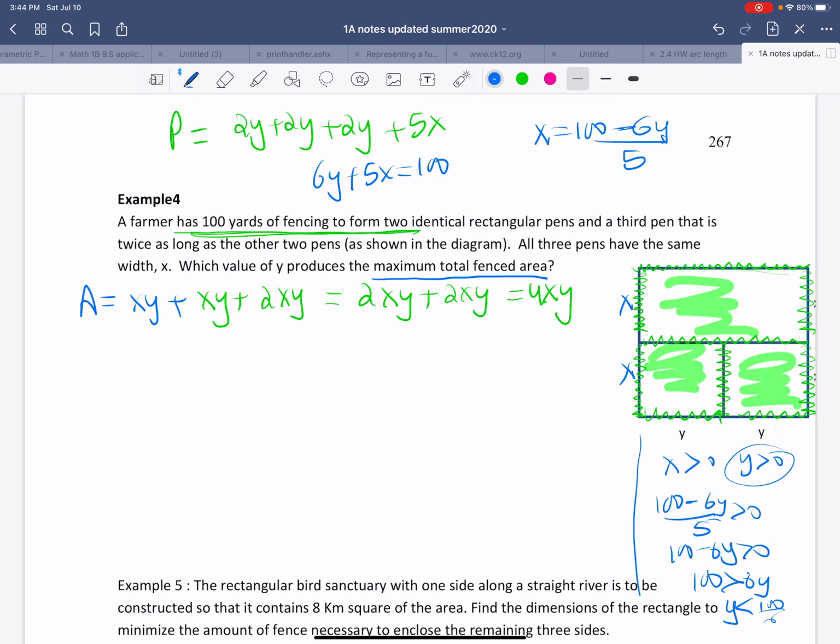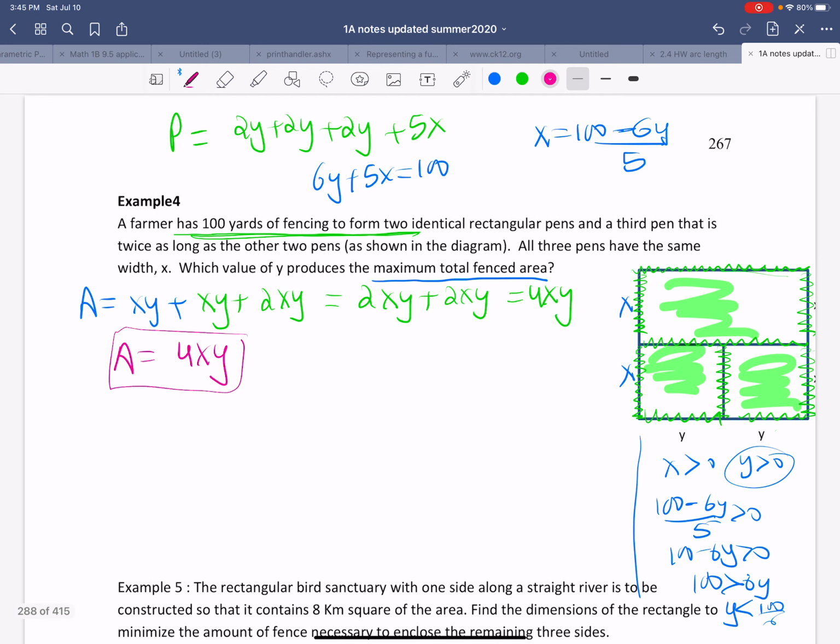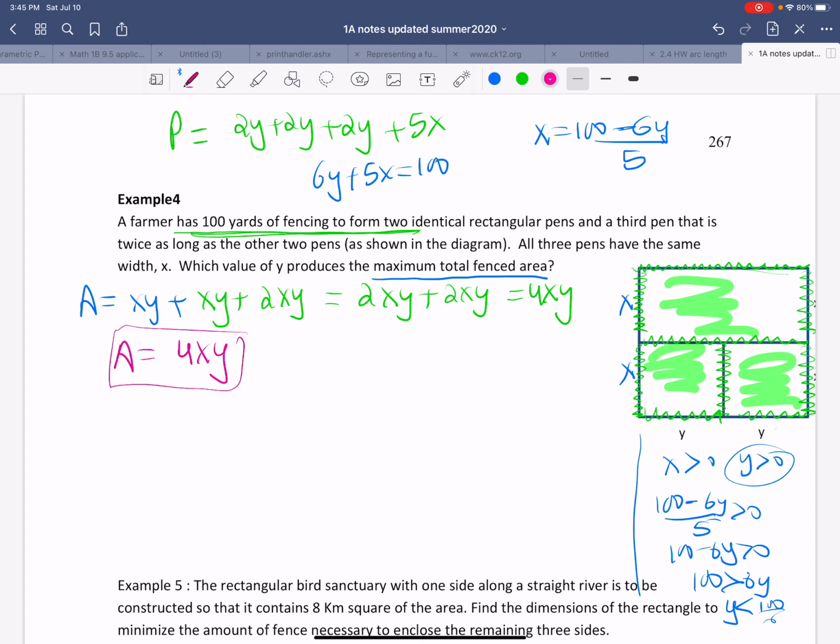So here we're given A is equal to 4xy. That is the function we want to maximize or minimize, the total fenced area, which is 4xy, but we don't want to deal with the two different variables on the right hand side. So using the given information, we're going to express one variable in terms of the other, which we just did. We expressed x in terms of y.